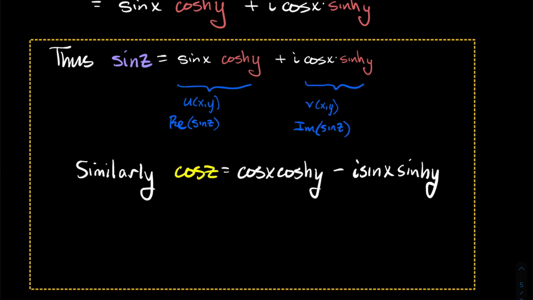You can do a similar computation or a similar bit of algebra to try to recover the formula for cosine of z. And so the real part of cosine of z is cosine of x times hyperbolic cosine of y, and the imaginary part of cosine of z is minus sine of x times hyperbolic sine of y. I should be careful, the minus sign is included in those when you talk about v.